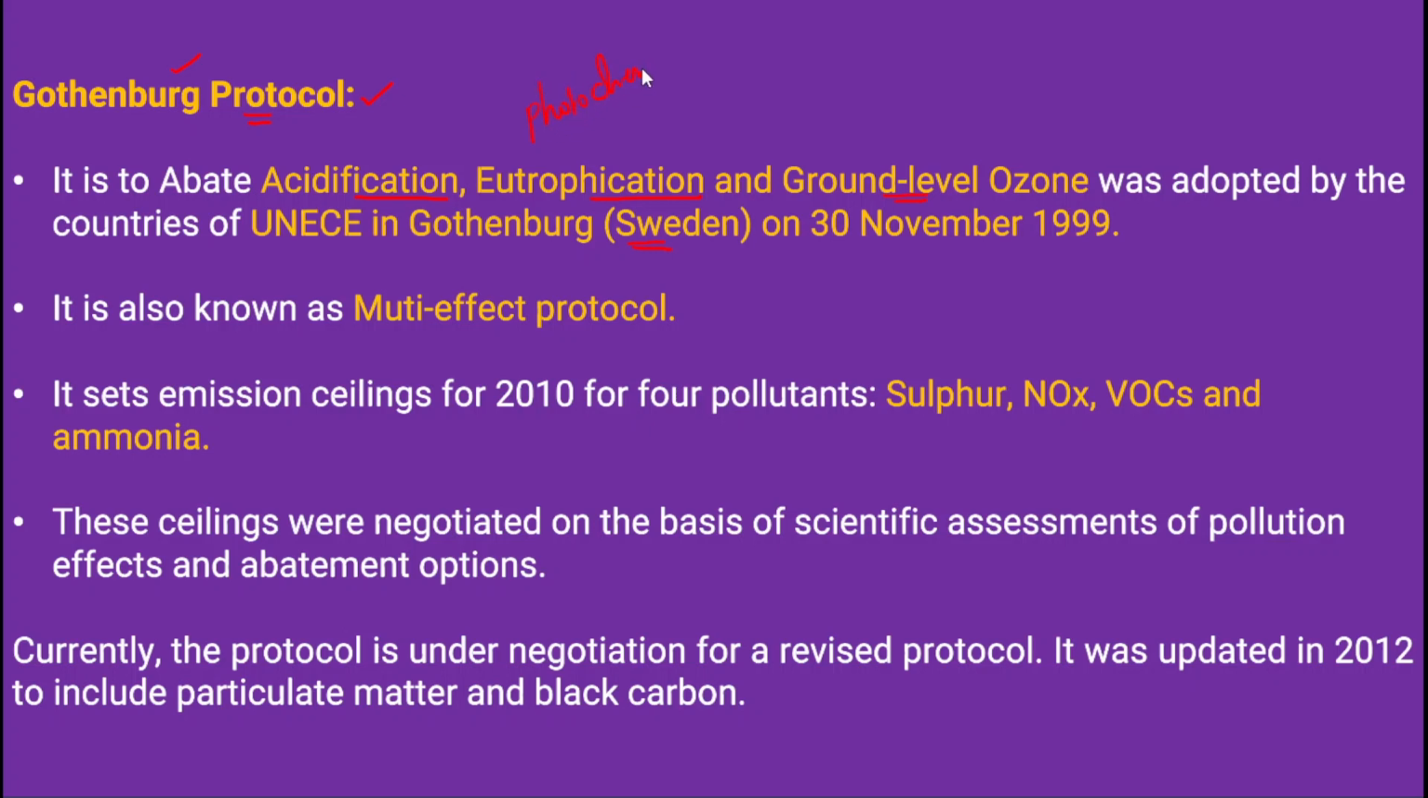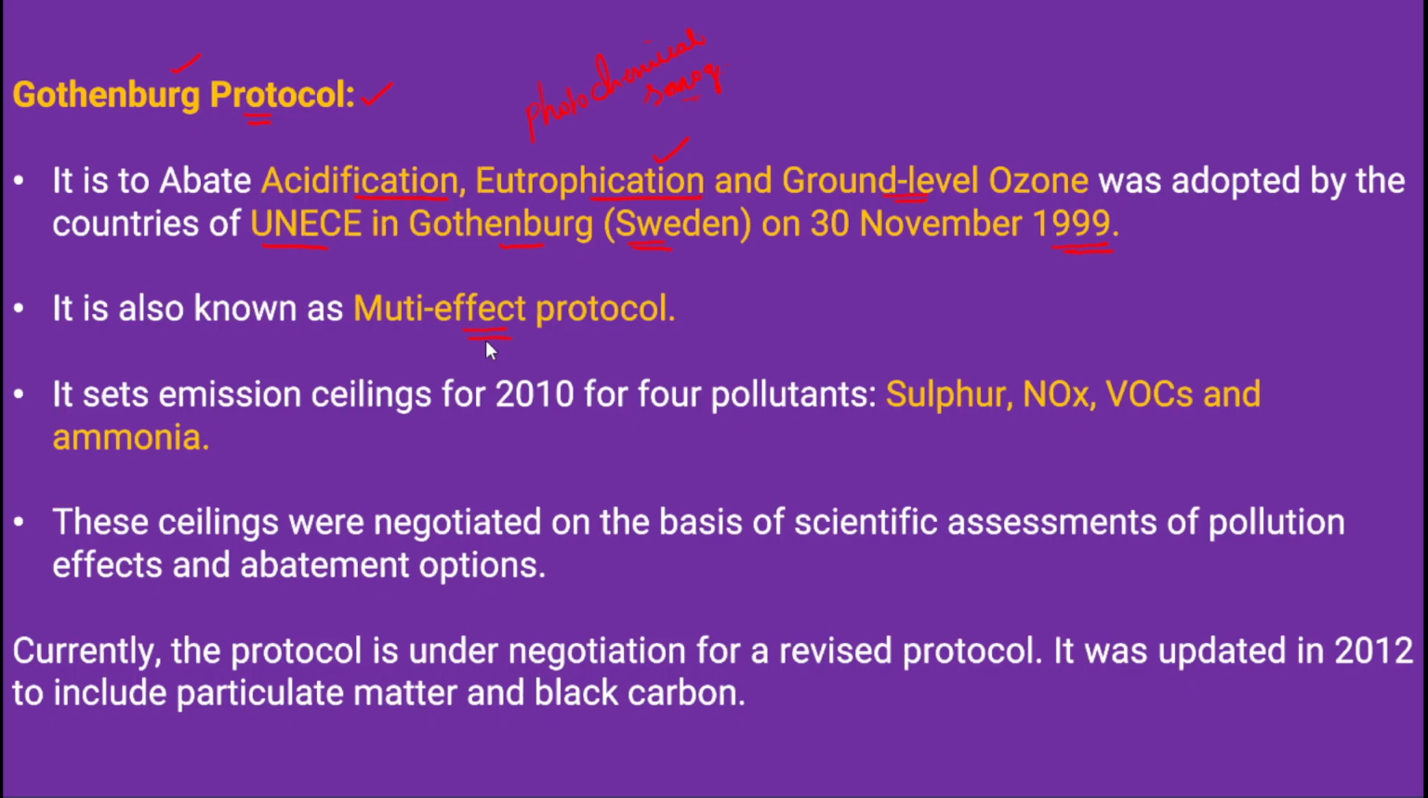So in this context, the Gothenburg Protocol has been adopted in order to abate these pollutants, and the countries of UNECE, Gothenburg, Sweden, and it was adopted in the year 1999, right? So the second point is that the Gothenburg Protocol is a multi-effect protocol. Okay, so it is not just focused on one objective, rather it has multiple objectives with respect to air pollution.